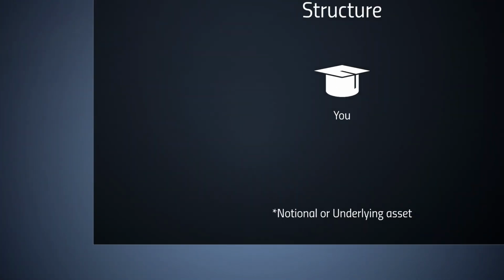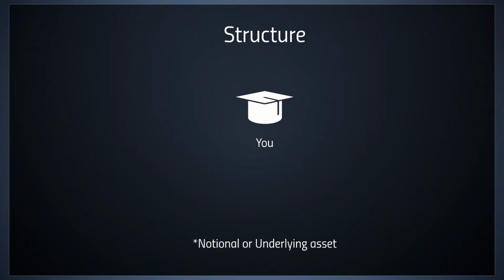Let's take a look at the structure of a plain vanilla interest rate swap. Let's say that you've graduated from college with a finance degree from a very good school, but unfortunately, you've had to take on just a hair of debt. You have a $1 million student loan at a 5% fixed interest rate. Now, that $1 million, we're going to use that as our notional or underlying asset.